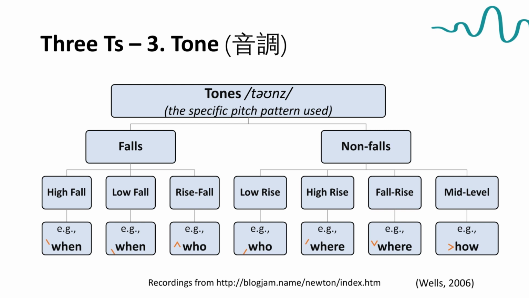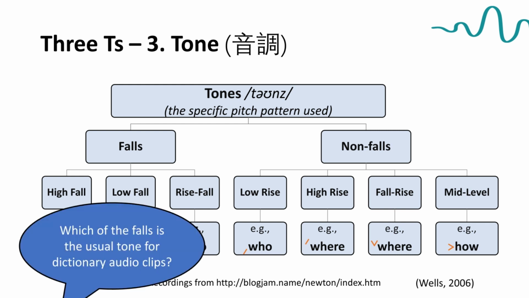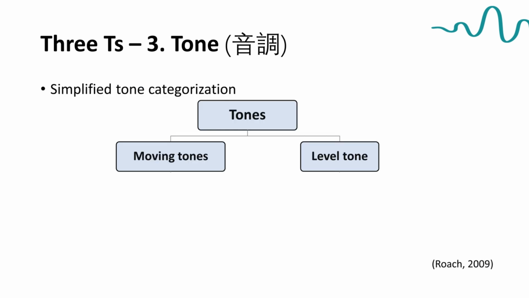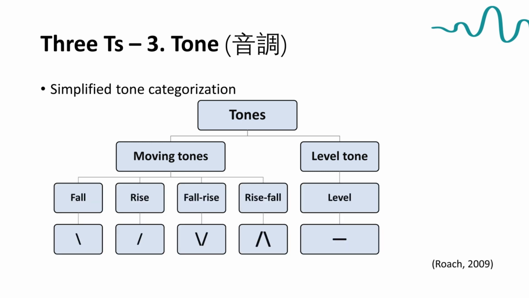In terms of fall, which of the falls do you think is the usual tone for dictionary audio clips? Actually, high fall is relatively common in English, compared to the low fall. You might find it might be difficult for students, even for us, to deal with 7 tones. Roach proposed a simplified version with 5 types of tones, including fall, rise, rise fall and level. Roach also suggested learners focus primarily on 3 basic types, namely fall, rise, and fall rise.